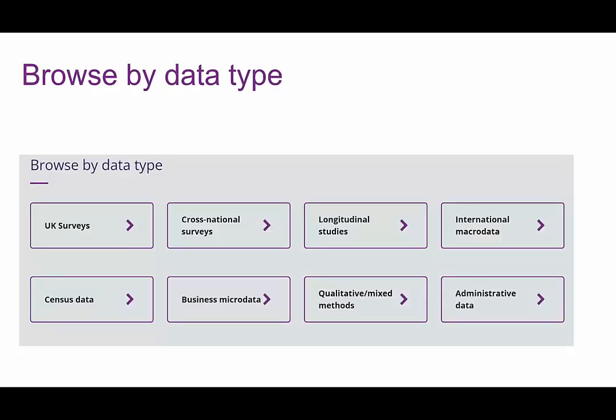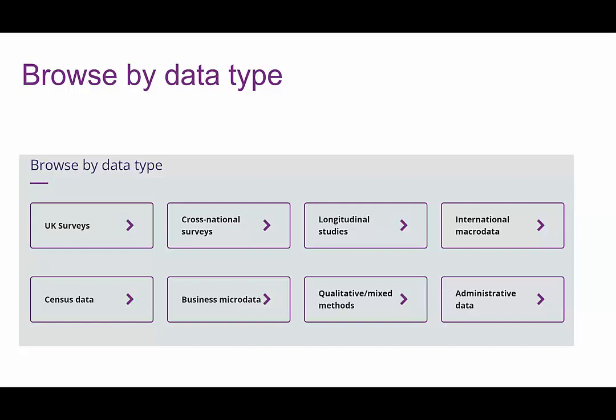So if you want a quick way to see all of the qualitative data we hold, we do have a listing for this. If you simply click Find Data at the top of our homepage, and then click the middle option to browse and access data, and scroll down a little bit on the page, you'll see these boxes. These are the different types of data that we hold.